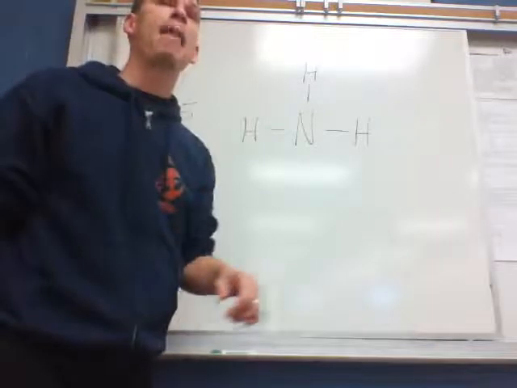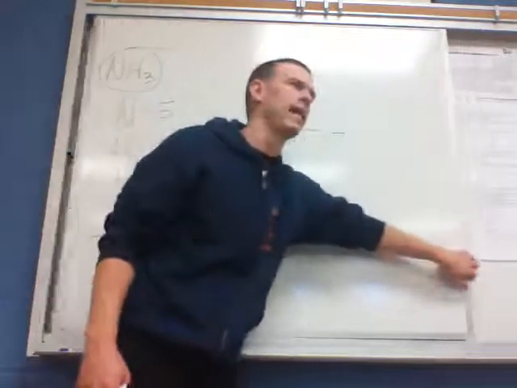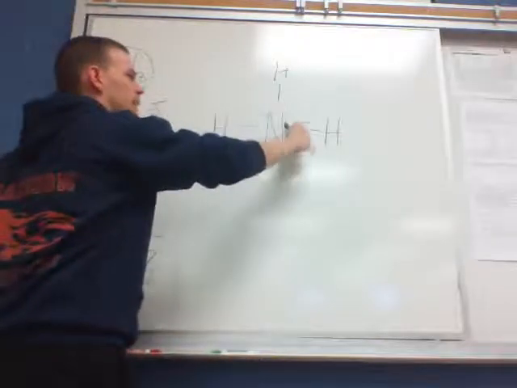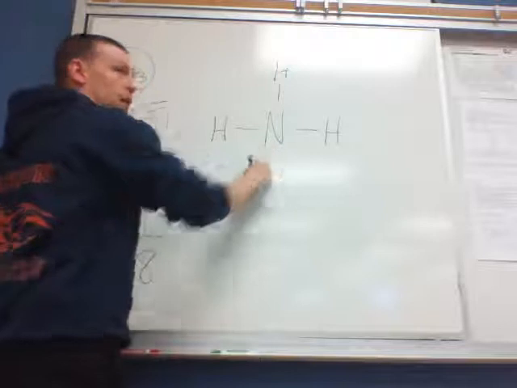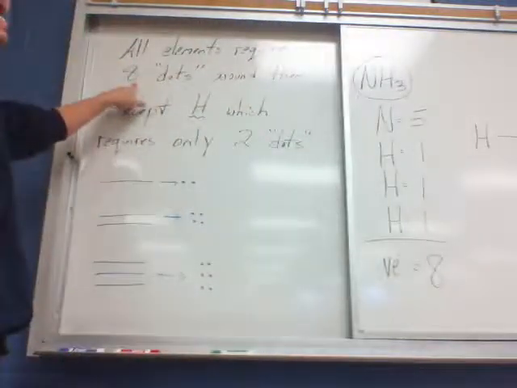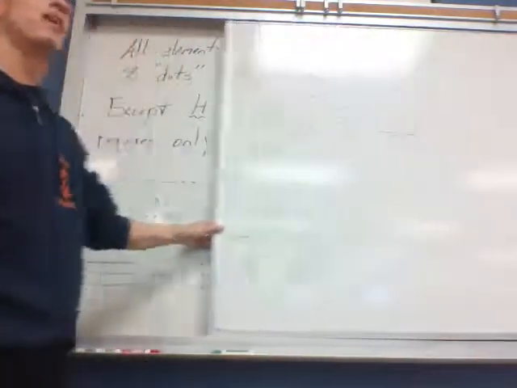What about nitrogen? Is he happy? He's not. Let's take a look at why he's not. He currently has 2, 4, 6 dots touching him. Well, that's no good because we know all the elements require 8 to be touching him. So we're not good. We're not done.